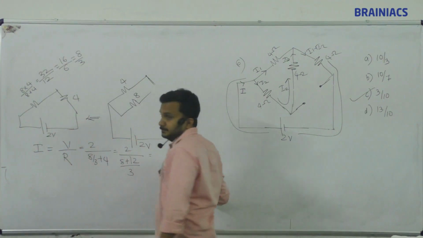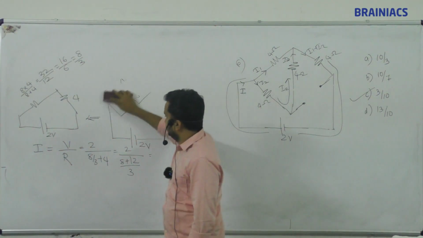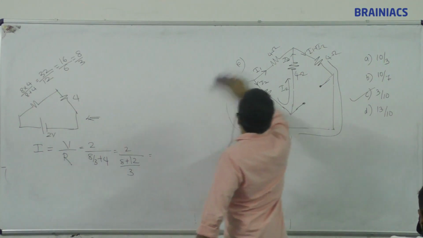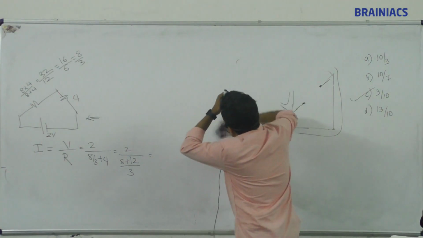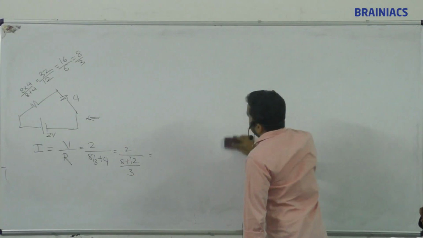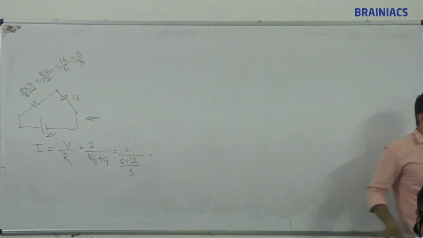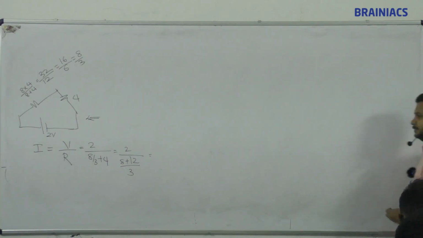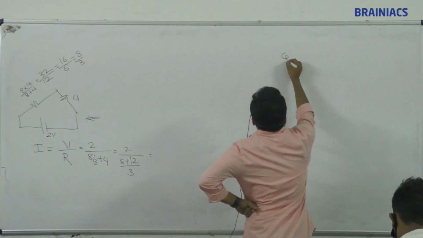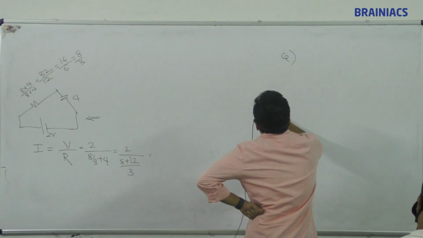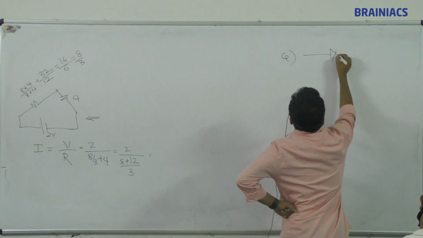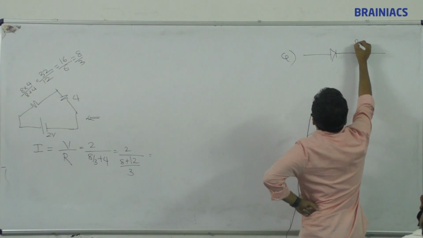Finished? Write the next question. We should be thorough, then only we will be able to. Find the current flowing through the resistor R3.